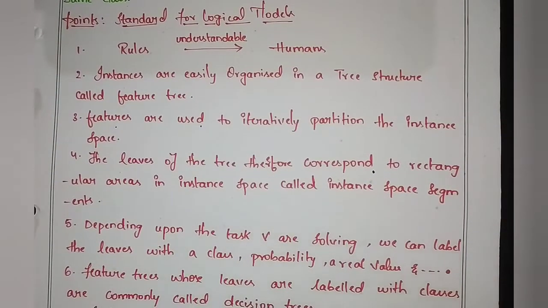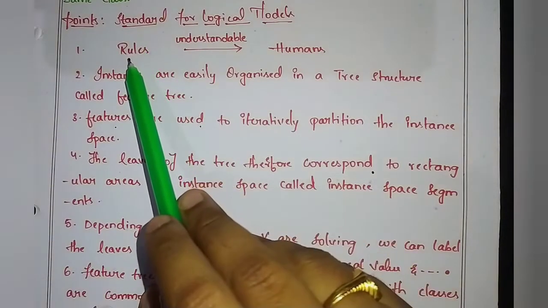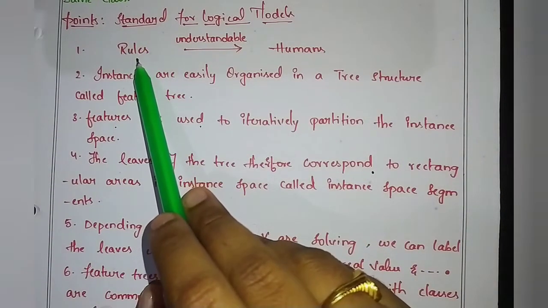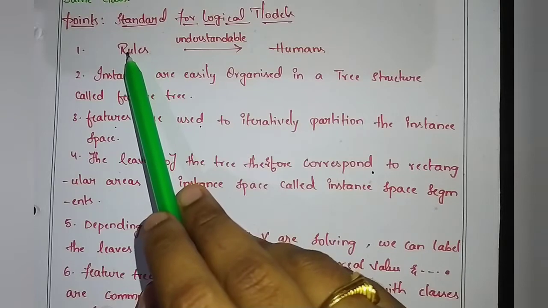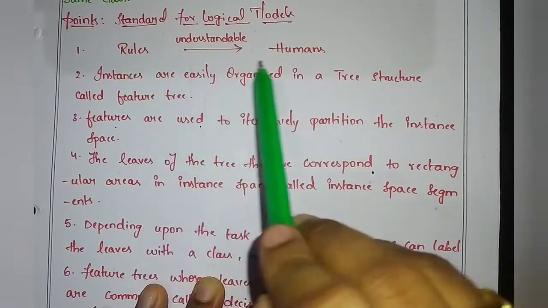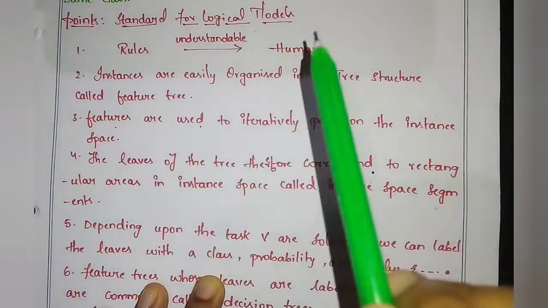Firstly, when comparing logical models with both the geometric and probabilistic models, according to their intuition, logical models are very easily understandable by humans. Why? Because in logical models, the model is simply converted into rules, and these rules are simply understandable by humans. That is the first point.